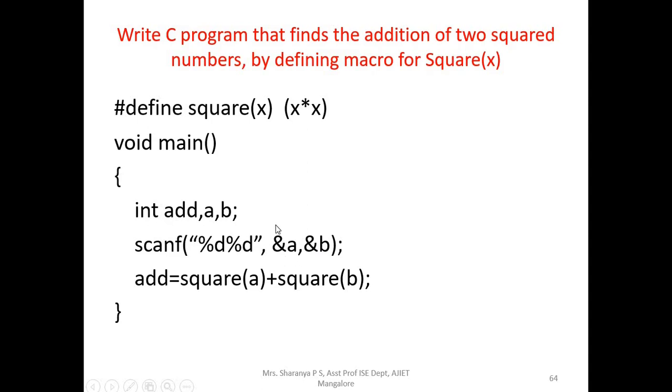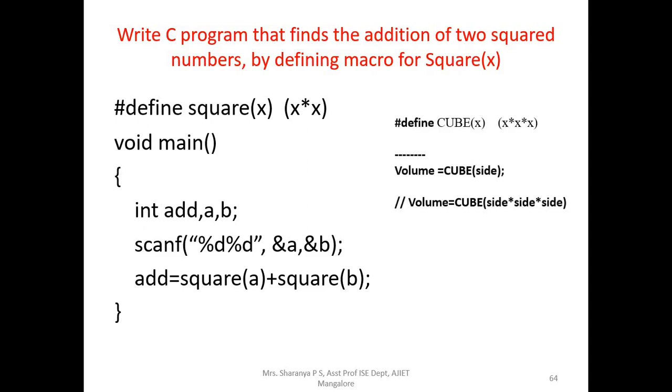We are taking the values of a and b, and we are computing the values by making use of the macro that we have defined. Square of a refers to x into x, or nothing but a into a, plus square of b, which refers to b into b. That will compute the result and it will be stored in add. This is how we use the macro.